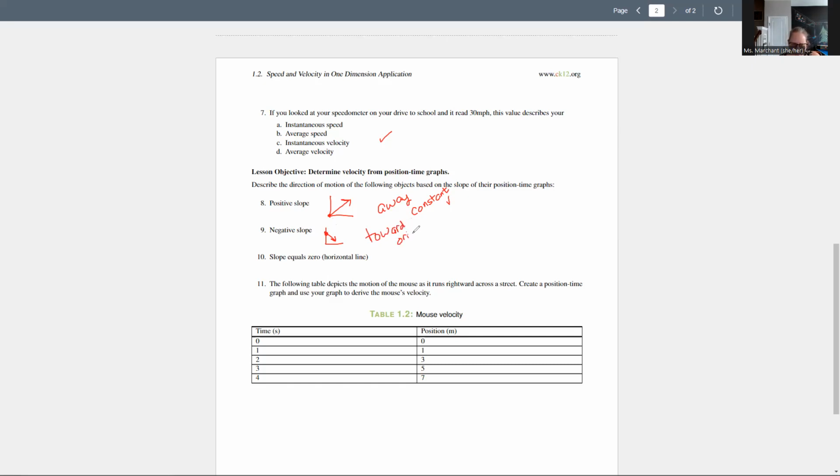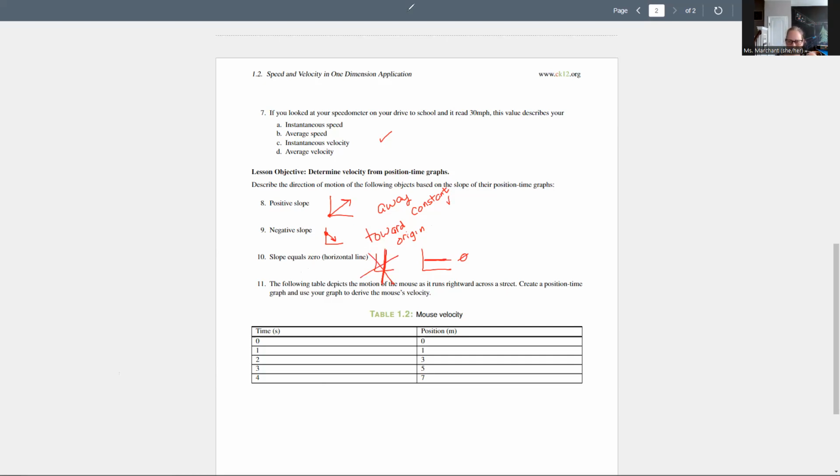So number 8 is going away from the origin. Number 9 is going towards the origin. The slope equals 0, okay? So remember, undefined, that's when the slope is vertical, but we have horizontal. So the slope here is 0. And I'll let you work on solving what's happening for that one. Just wanted to make sure you knew which one was which.